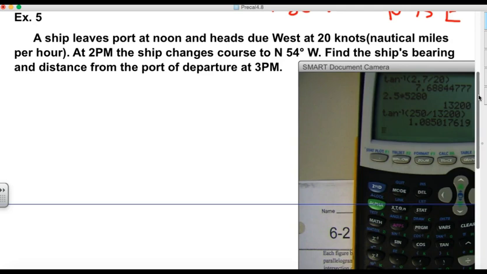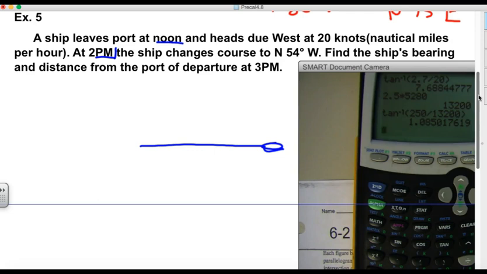So a ship leaves port at noon and heads due west. So let me draw a ship here. It doesn't have to be perfect, and we go west, and it says that we go 20 nautical miles per hour. Now at 2 p.m., at this point we should stop and think. We left at noon, and that's now 2 p.m. So we've been traveling for 2 hours at 20 knots, right? 20 nautical miles per hour.